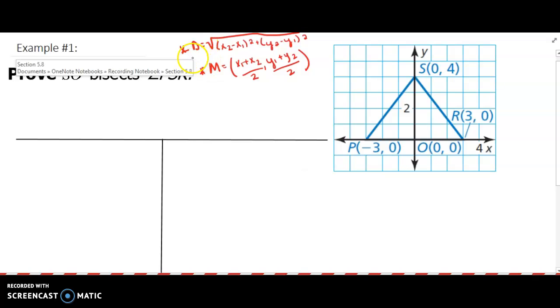So what I've done is up here, I've written the distance and the midpoint formulas. If you don't know these, please get to know them pretty quickly, because you will use them quite a bit in this. All right, so this one here, we want to prove that SO, which is right here, bisects angle PSR. Okay, well, the only way to prove that this bisects that angle would be to show that this angle and this angle are congruent.